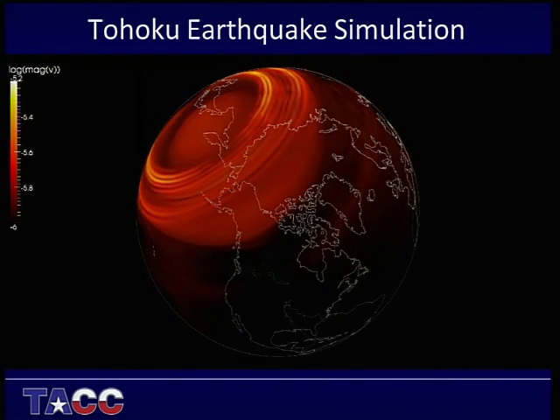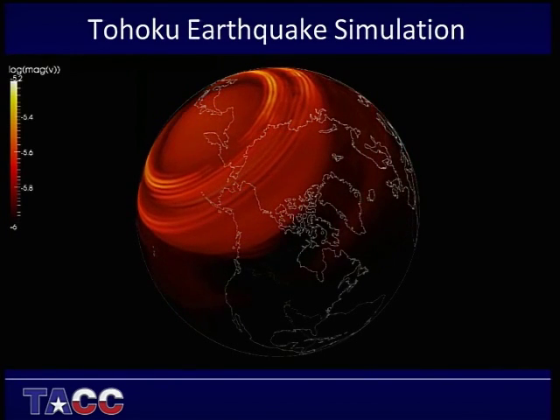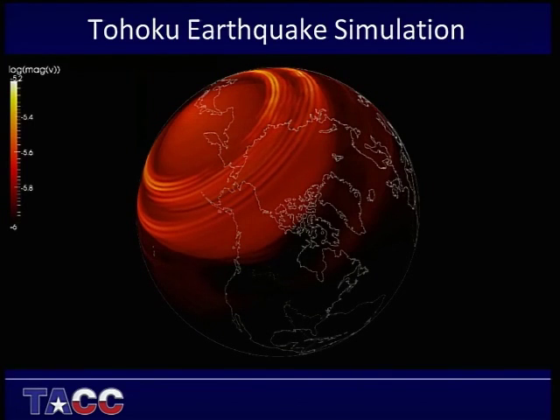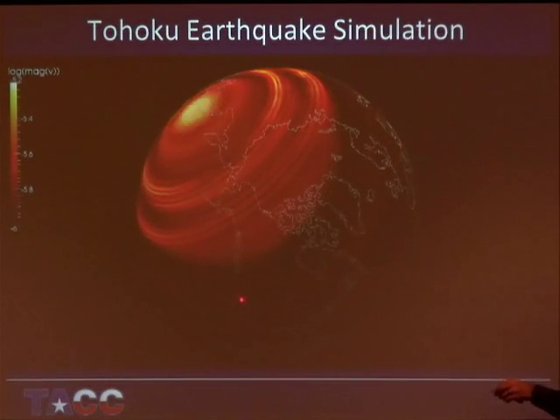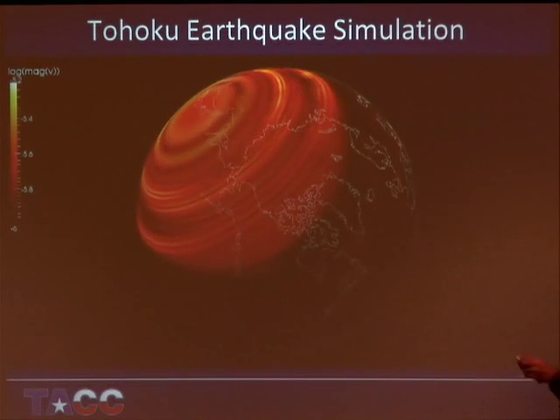And so that's part of the reverberative effects of the original quake. It really rings the earth like a bell. And you can see that waves propagating all the way out. This is through Alaska, down the western coast of the US, through Greenland and into Russia.